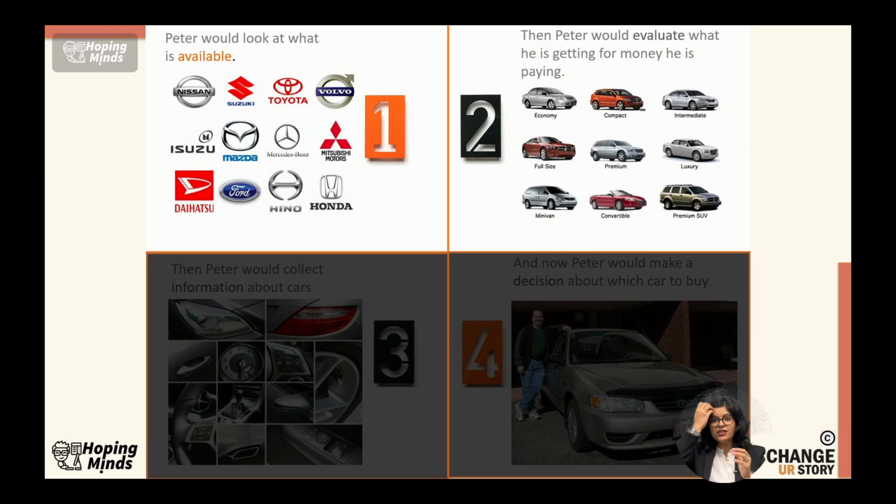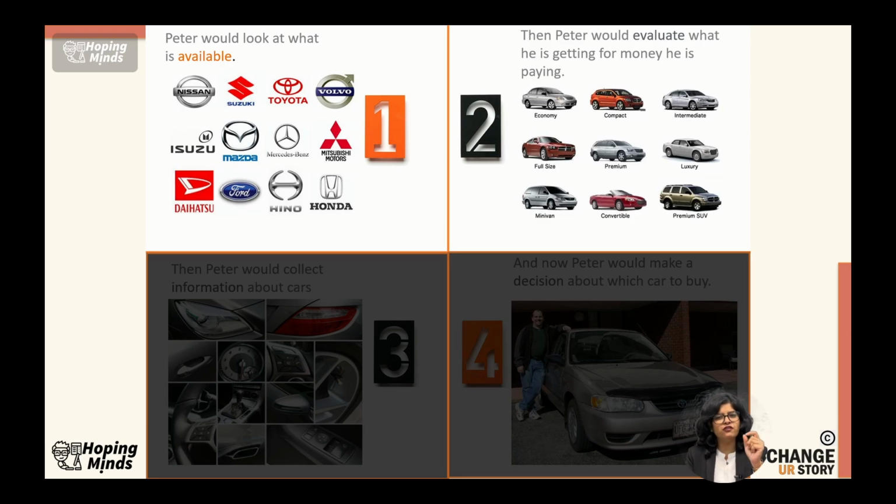While I'm telling you the story of Peter, take a moment and bring forth an example. What do you do when you have to buy something, right? You look at what is available in the market, you evaluate the options with reference to the money you have, the budget, right? So Peter says, okay, my budget is say X lakhs, for example.